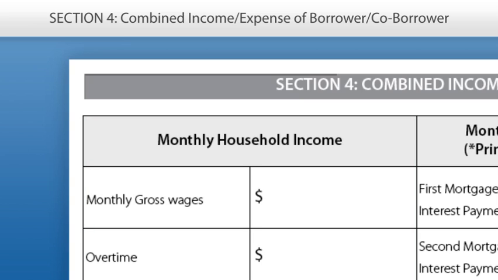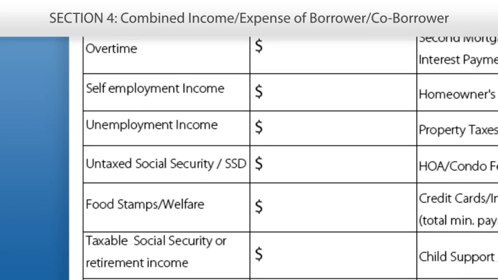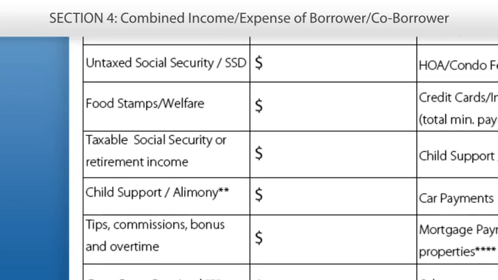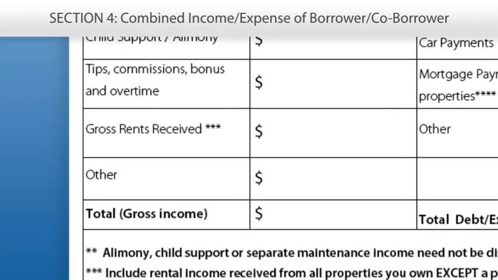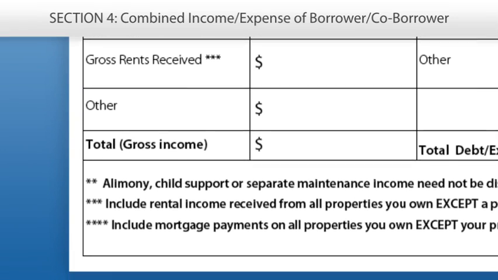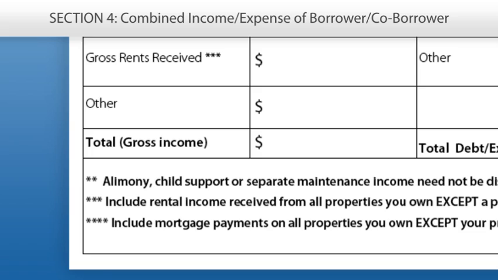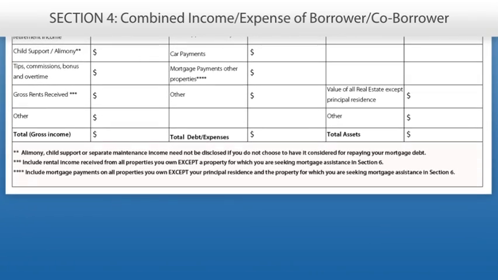Using your documented records, provide the most accurate information for all of the types of income that you receive. Pay attention. You may find that you have multiple types of income to report. It is important to include all that apply to you in order to calculate an accurate total gross income. Also, keep in mind that alimony, child support, or separate maintenance income does not need to be disclosed if you do not choose to have it considered for repaying your mortgage debt.